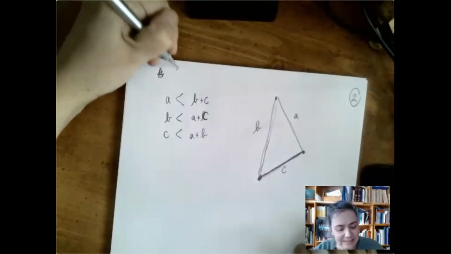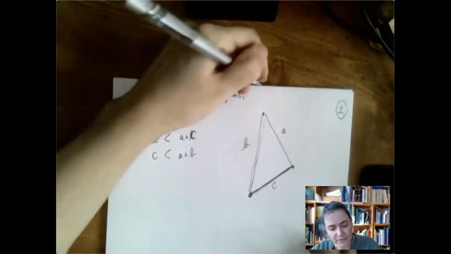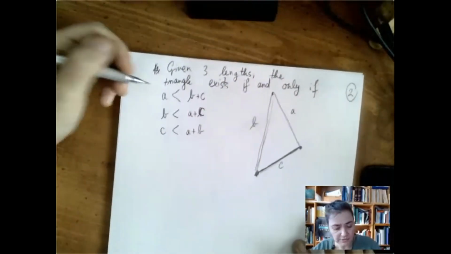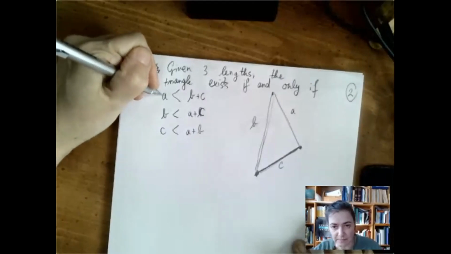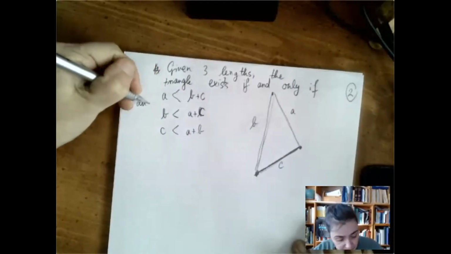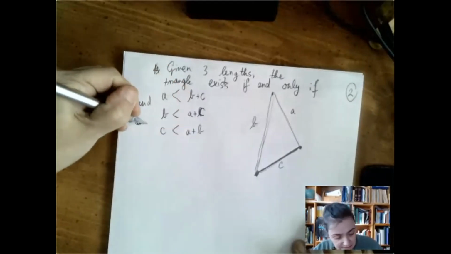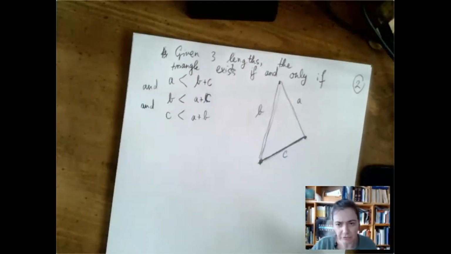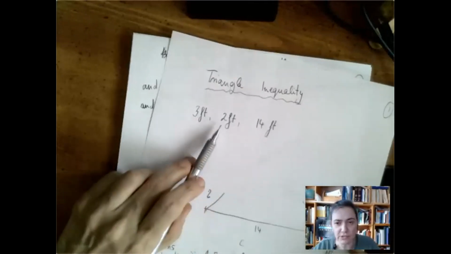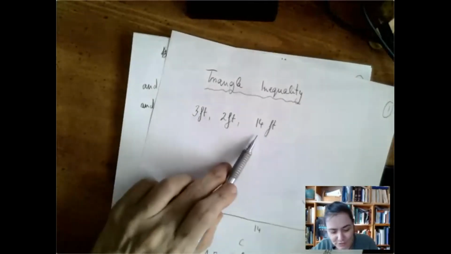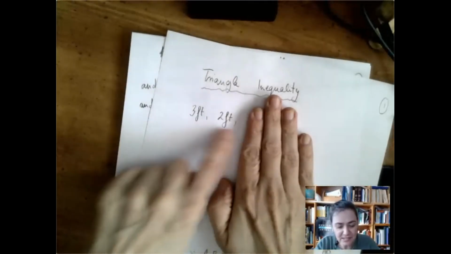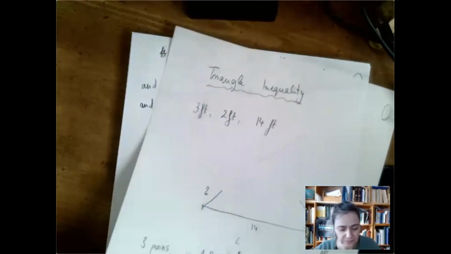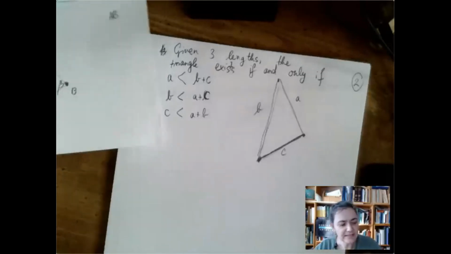Given three lengths, the triangle exists if the triangle inequality holds, which means a has to be less than b plus c, and b has to be less than a plus c, and c has to be less than a plus b. Now, when the three numbers are given, we don't have to check all three, because of course 14 plus 2 will be bigger than 3, and of course 14 plus 3 will be. It's basically these two against the longest one that you have to really check for. But that's the easiest one.